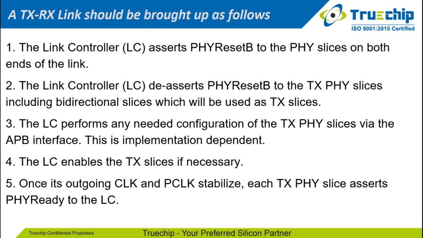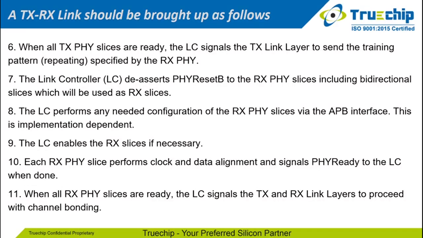A TX-RX link should be brought up as the link controller asserts PHY reset B to the PHY slices on both ends of the link. The link controller de-asserts PHY reset B to the TX PHY slices, including bidirectional slices which will be used as TX slices. The LC performs any needed configuration of the TX PHY slices via the APB interface. This is implementation dependent. The LC enables the TX slices if necessary. Once its outgoing clock and P clock stabilize, each TX PHY slice asserts PHY ready to the LC.